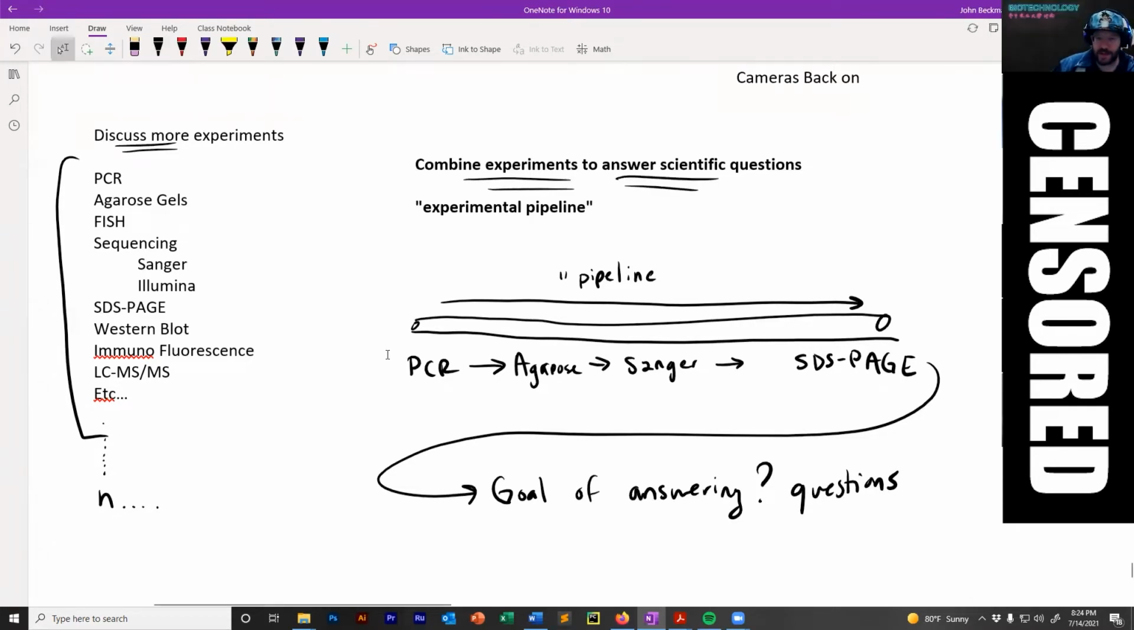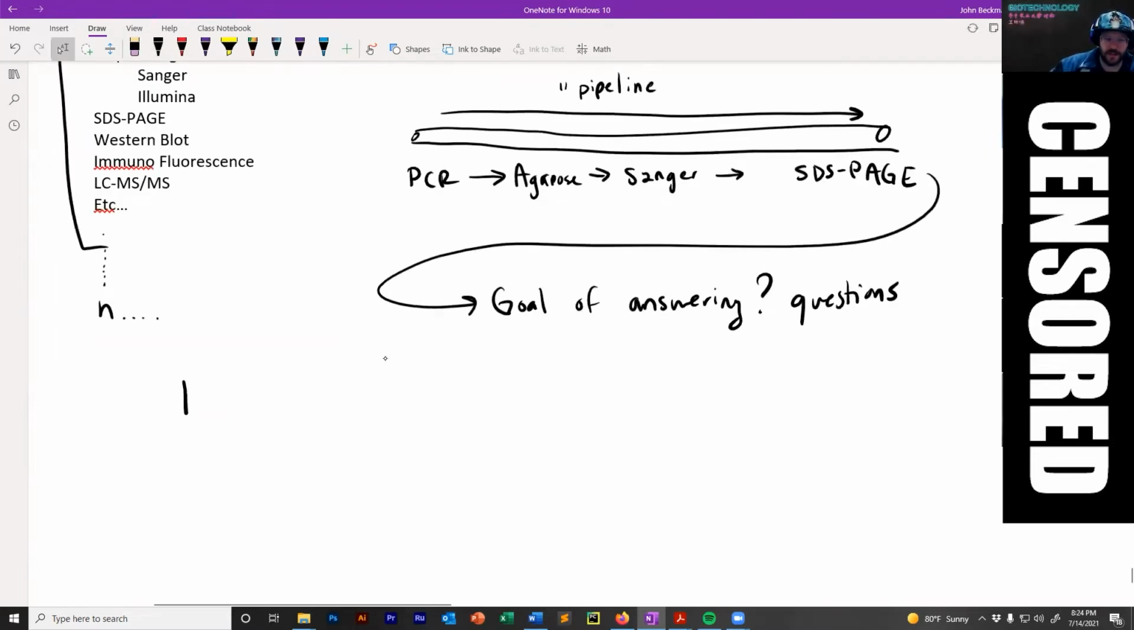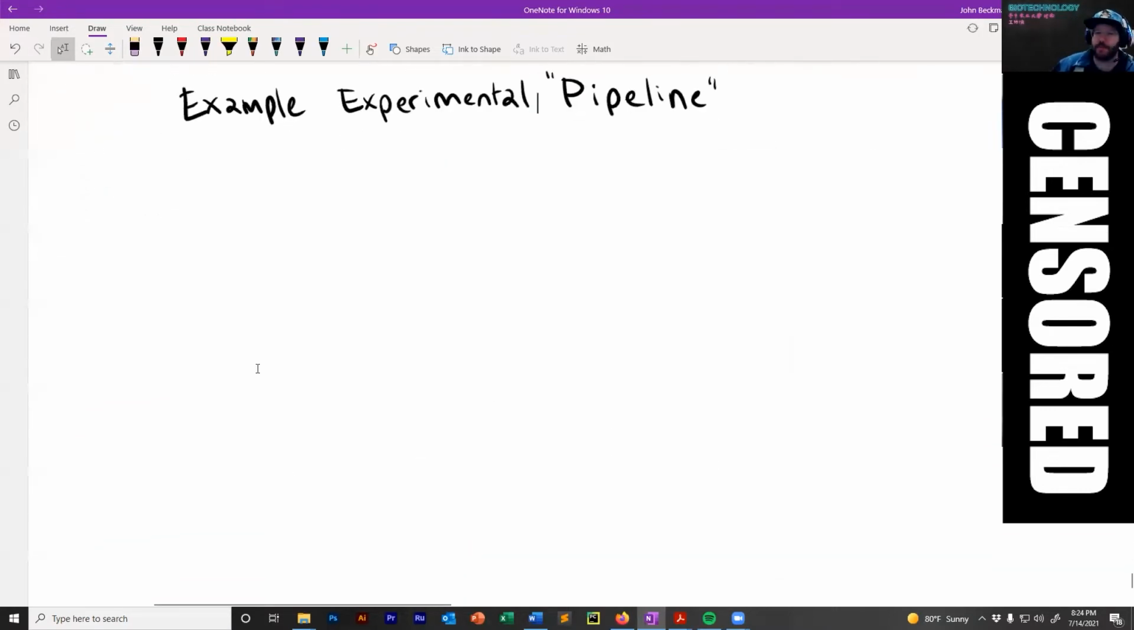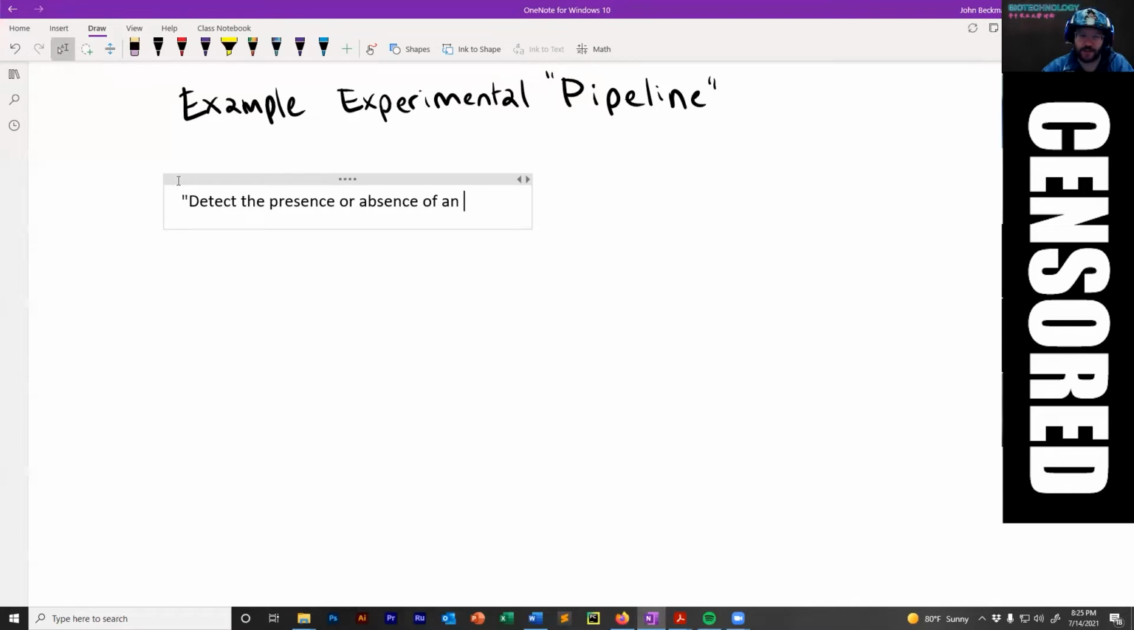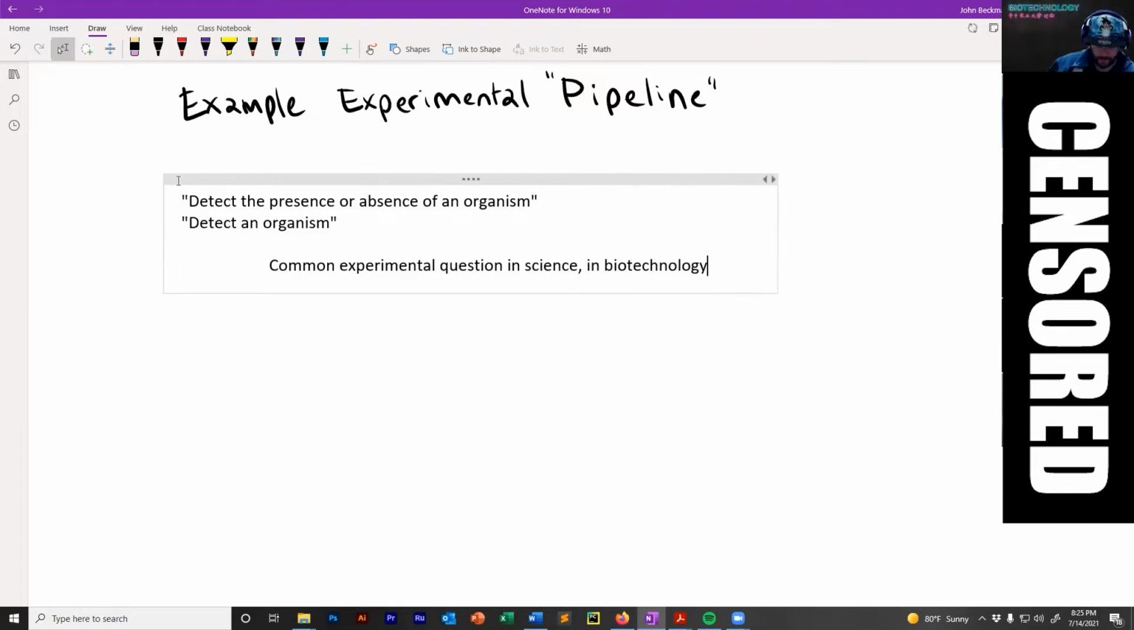So I want to give you an example. I want to discuss an example experimental pipeline. Okay, so let's give a common experimental question. A common thing that you might deal with is detect the presence or absence of an organism, okay? Or simply detect an organism. This is a very, very common experimental question in science and in biotechnology, okay?